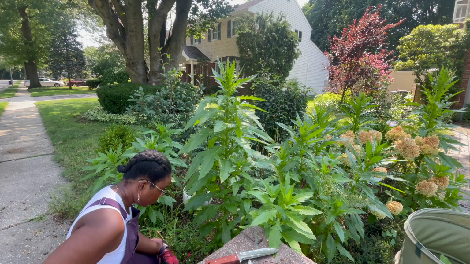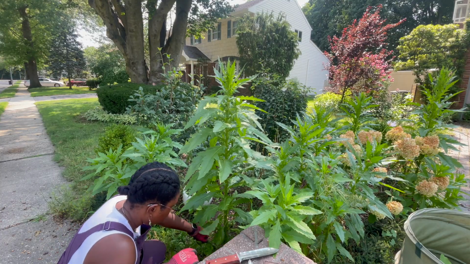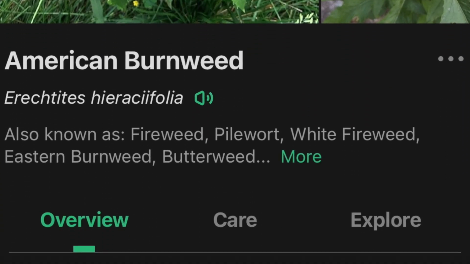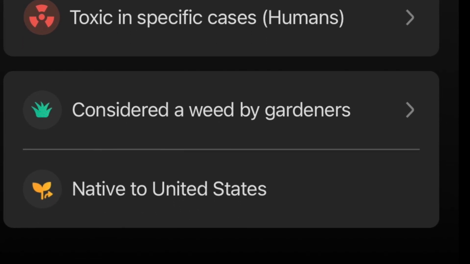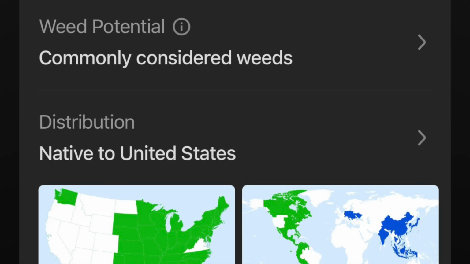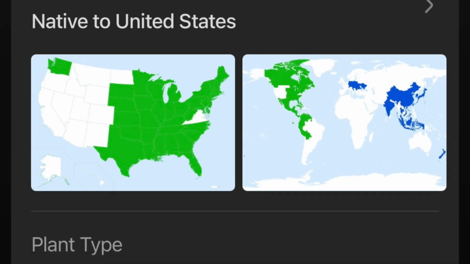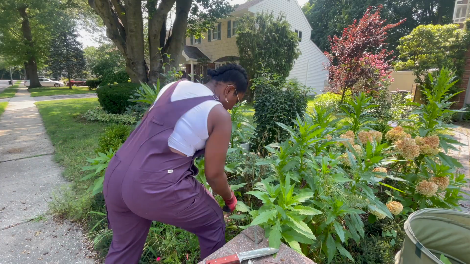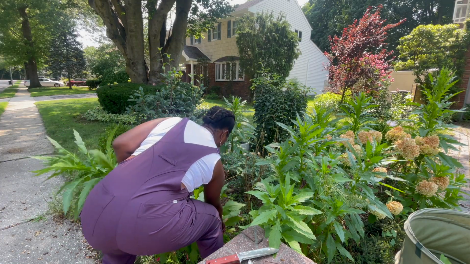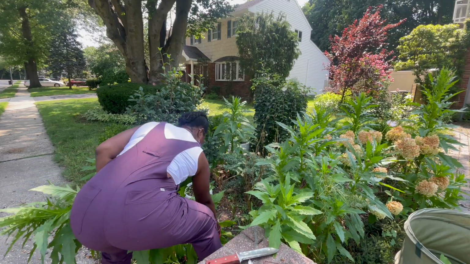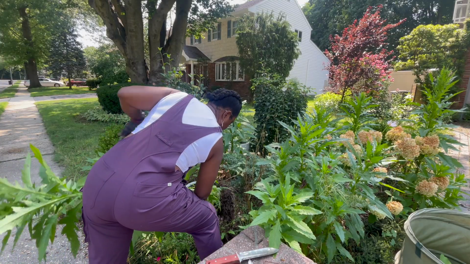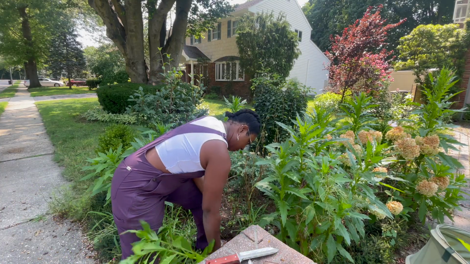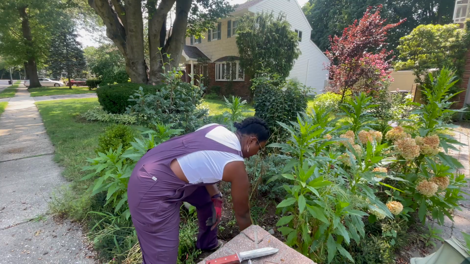So, for example, what you see me pulling out of the ground here now is something called American burnweed. This is a plant that's native to the United States, particularly the Northeast. However, it is something that is often considered a weed by gardeners. But what this app is making me realize is that it's not a weed, it's just a plant that we don't like. So, what you're going to see me doing throughout this video is I am taking a good amount of them out, but I don't take everything.